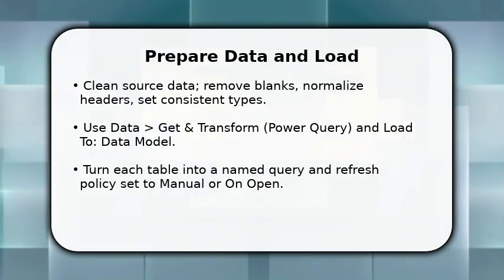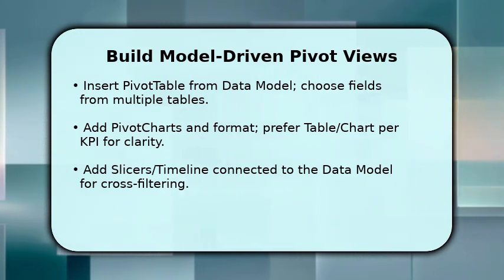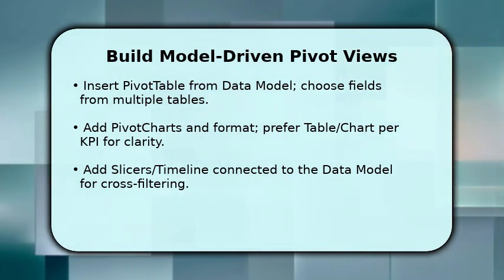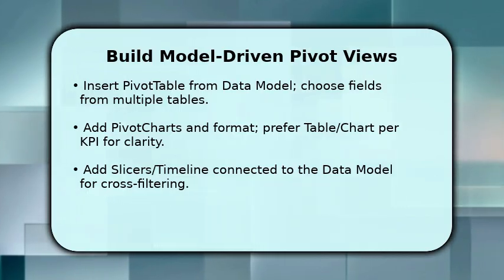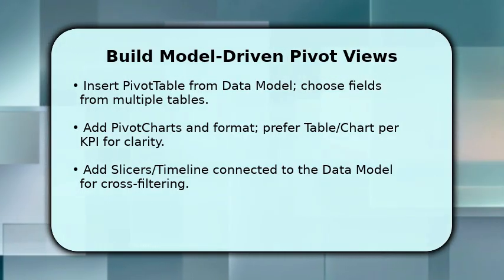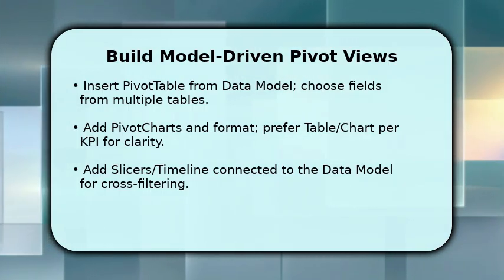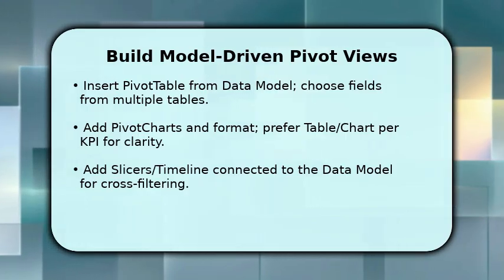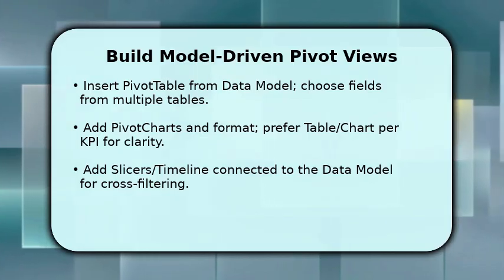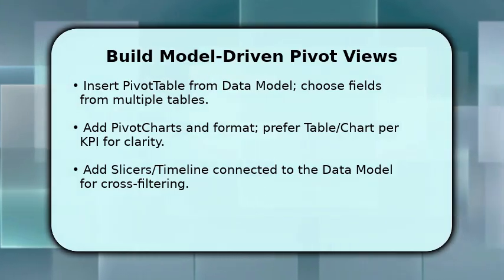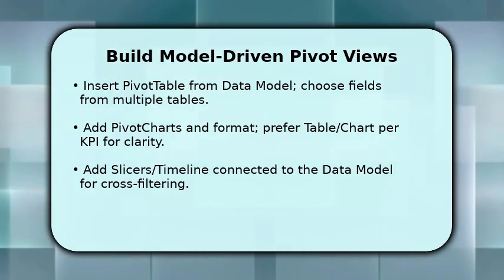and visuals. Next, create your interactive views by inserting pivot tables that use the data model rather than individual sheets. Choose measures and fields across related tables to form each KPI table or chart. Once the pivots are in place, add pivot charts and apply clear formatting so each visual is readable at a glance. Then insert slicers and a timeline tied to the model. These controls will link all pivots and charts simultaneously, giving you a single, synchronized dashboard control layer.